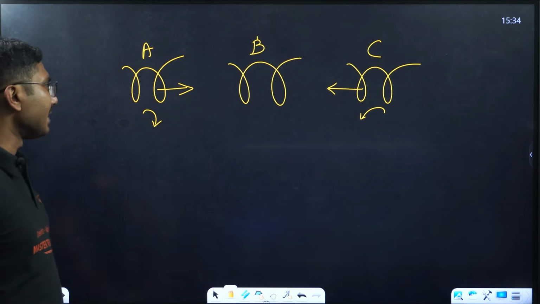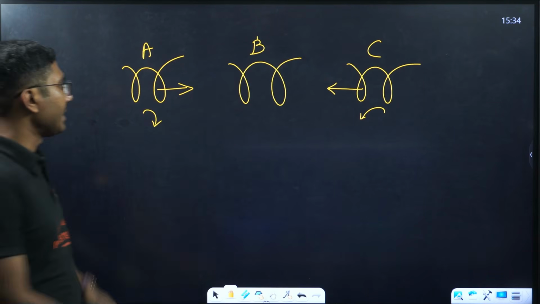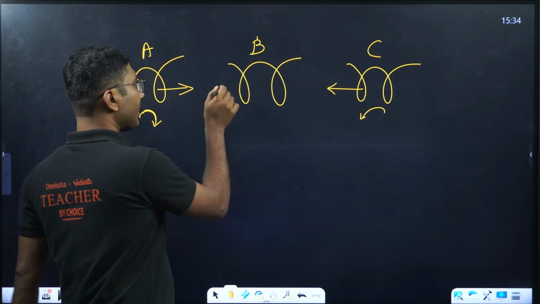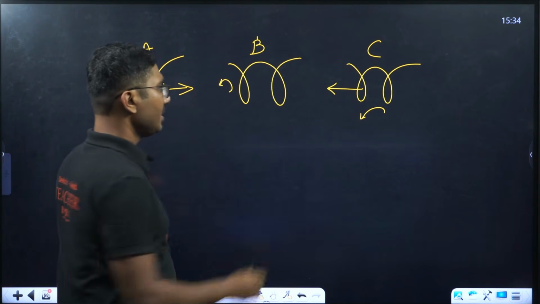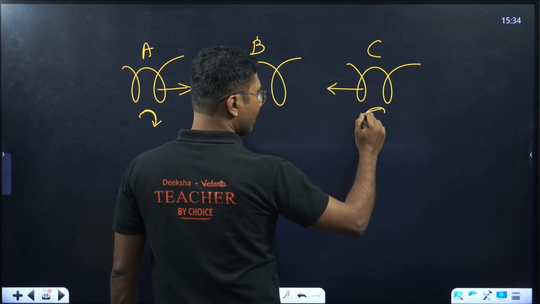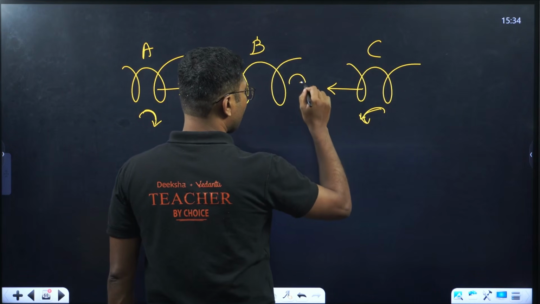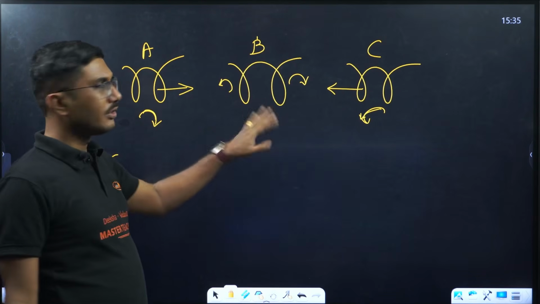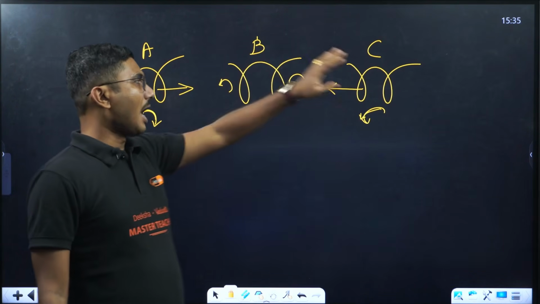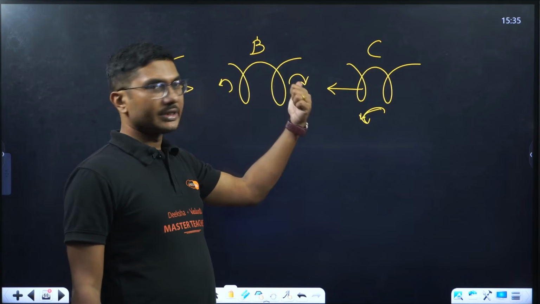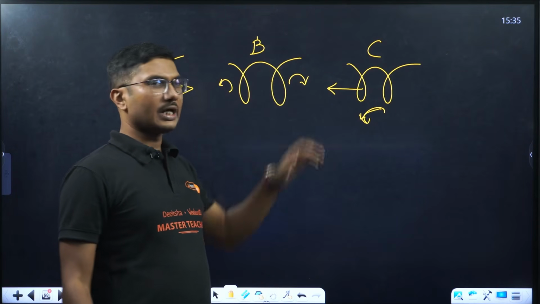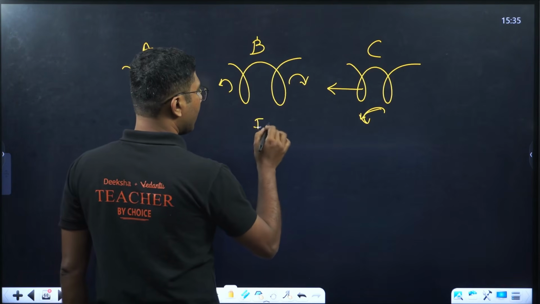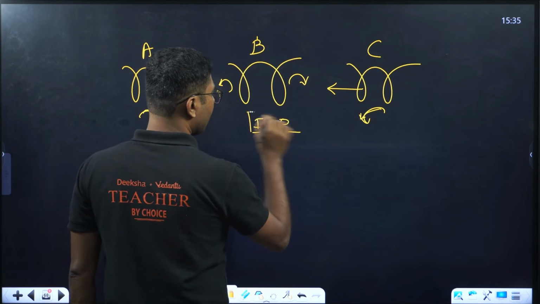So what happens here, this will try to induce current in the anti-clockwise direction because this is the clockwise direction, whereas this one, which is anti-clockwise, will try to induce a current in the clockwise direction. Very simple. So clockwise current will try to induce anti-clockwise current, and anti-clockwise current will try to induce a clockwise current. And because of both currents forming in the same loop, the net current in the circuit will be 0. Don't need to confuse it.